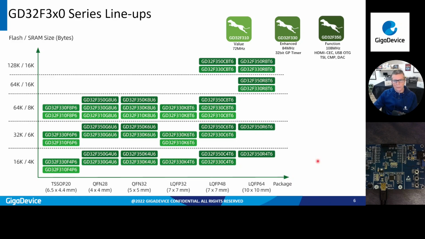So let's take a look at where this sits in the F3X0 series. The F310 is what we're going to be using today. It has a 72 megahertz clock. There's an F330 that runs at a higher clock rate and includes an enhanced timer. And then the F350 runs at an even higher clock rate and includes all these other peripherals as well. We're going to be using the F310 C8T6, which comes in a 7x7 LQFP48 package and has 64K of flash and 8K of SRAM.